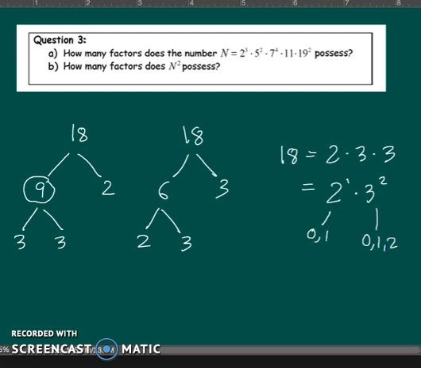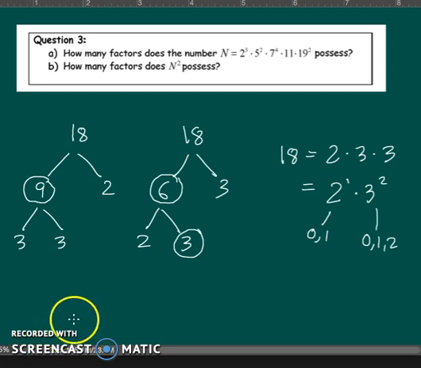Let me explain. So let's take 9 here, for example. 9 is a product of 3 and 3, so 2 3's, but 0 2's. 6 is a product of 1 2 and 1 3. 3 is a product of 1 3 and no 2's. I hope you're starting to see what I mean, so let's move on to the question.